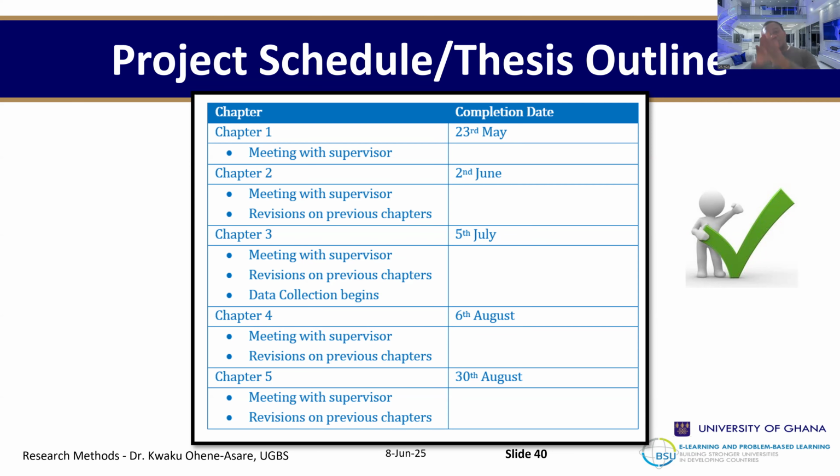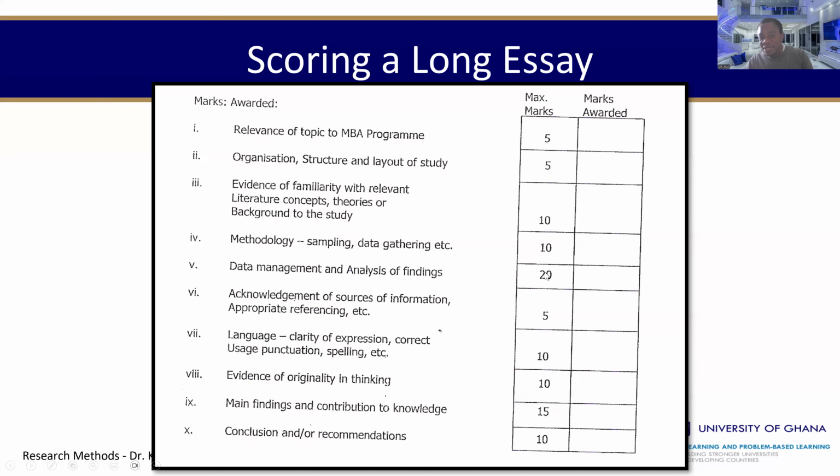Okay, the organization of the structure will be 5 marks. The relevance of the topic to the MSc Analytics program will be 5 marks. Evidence of familiarity with the relevant literature will be 10 marks. The methodology and the sampling will be 10 marks. Data management and analysis. This is the most important one. Your analysis of the findings. That is where you see the graphs, the tables, the charts, 20 marks.